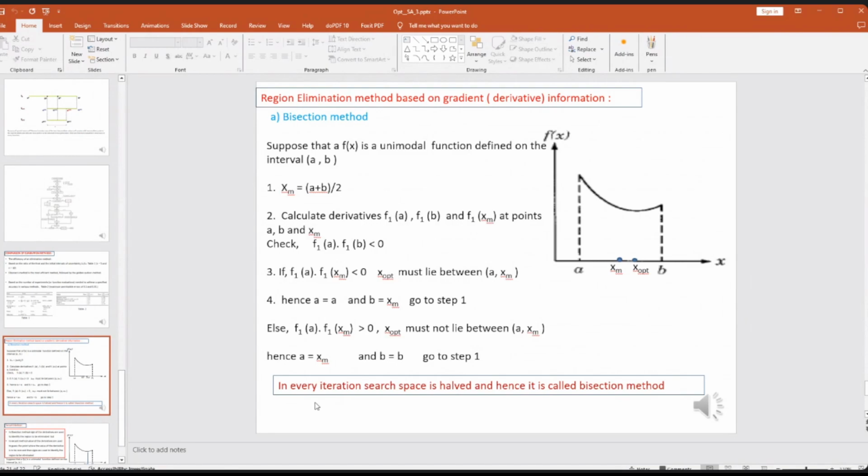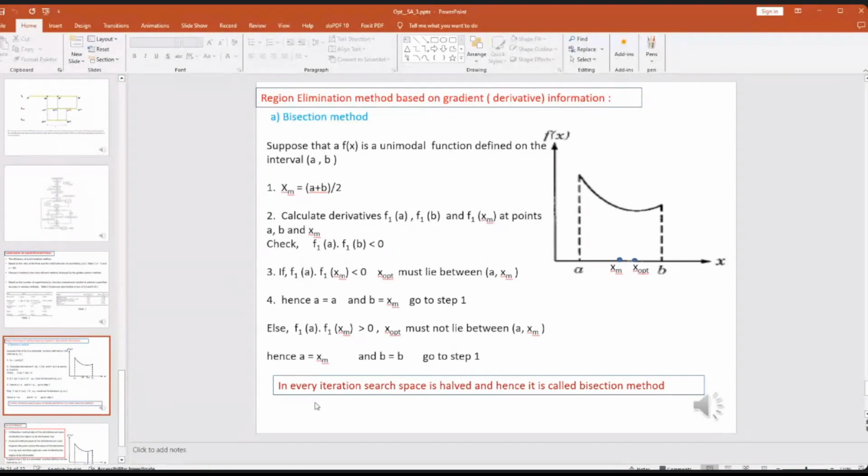Sir, the multiplication value of f1a and f1b is less than 0. That means they are of opposite signs, so the optimum must lie between them. It is just a checking criterion. Then you check whether f1a into f1xm is less than 0 or not. If it happens to be true, what conclusion can we take? That the minima must lie between a and xm. So b to xm will be eliminated.